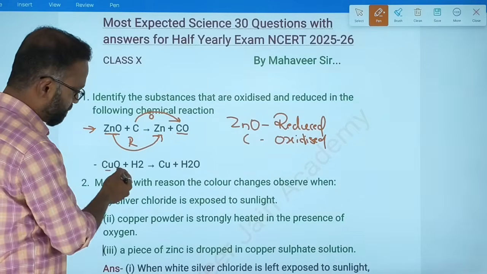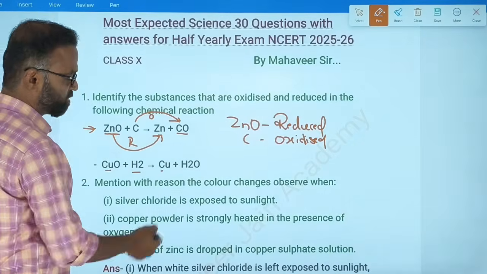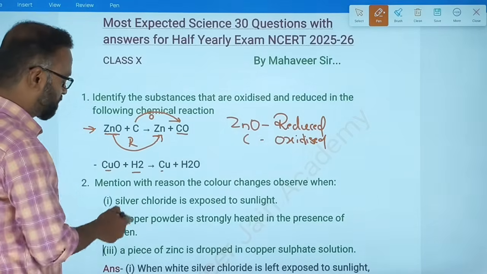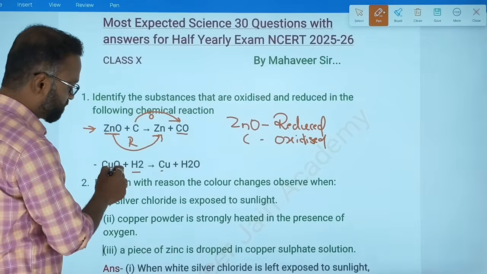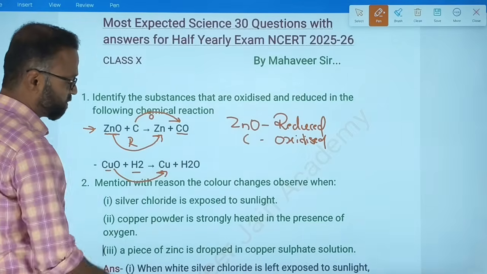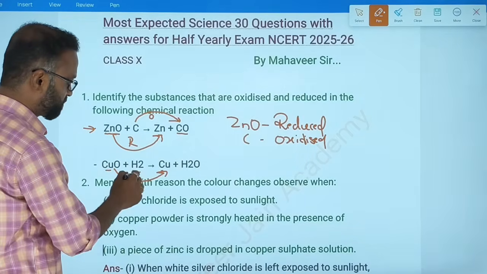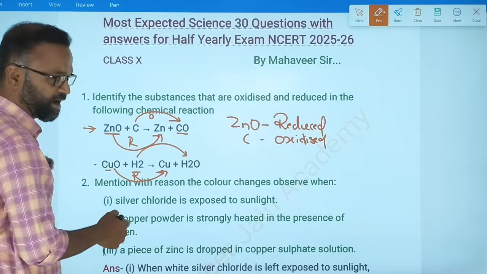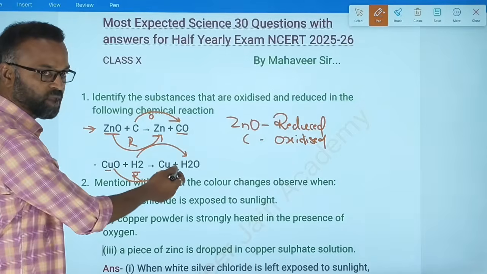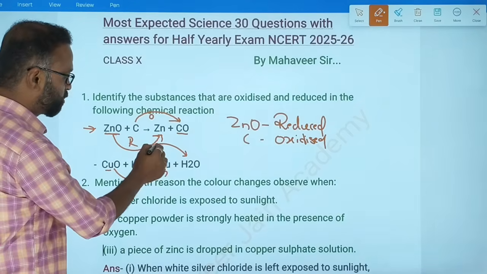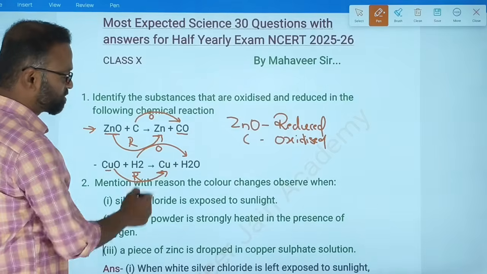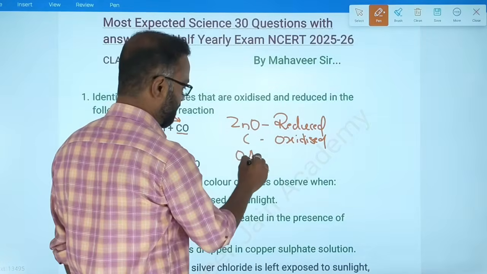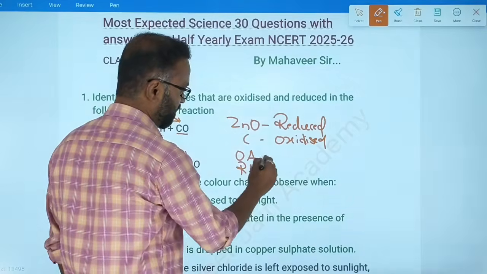One more example here, copper oxide plus hydrogen gives copper plus water. So when the copper oxide reacts with the hydrogen, it is giving copper plus water. Now from this copper oxide, oxygen is being removed, so it has formed the copper. So it has undergone which process? Reduction process. To this hydrogen, oxygen is being added, so that's the reason hydrogen is able to form the water. So it has undergone oxidation.